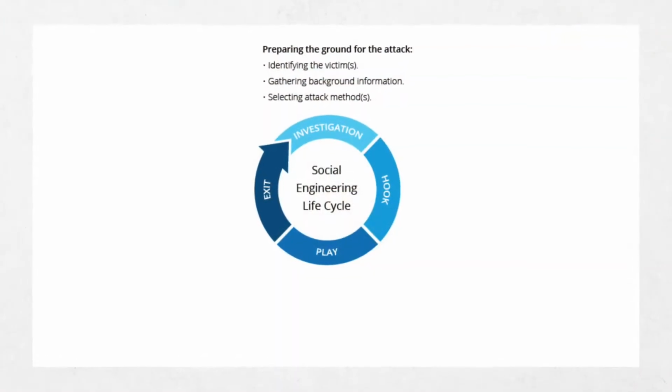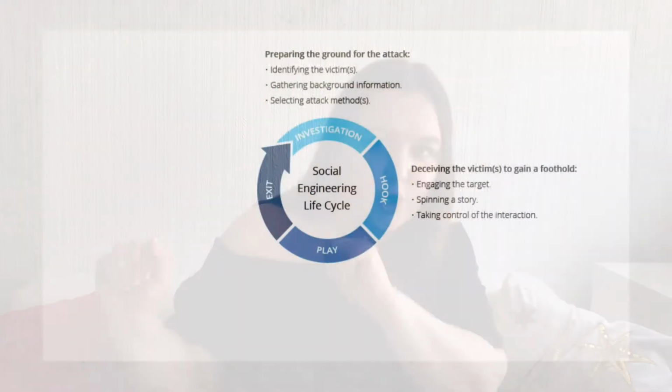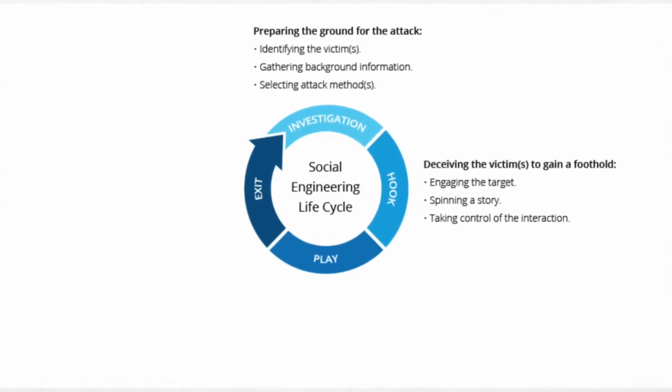Social engineering has a very specific life cycle. The life cycle starts with investigation. They identify the victim, they gather background information, they select whatever attacks they can do on that victim, and so on. Then they move into the hook, which is mostly deceiving the victim to gain trust. It engages with the victim, trying to build up a story around it, and then taking control of that information. It's more of a manipulative relationship.